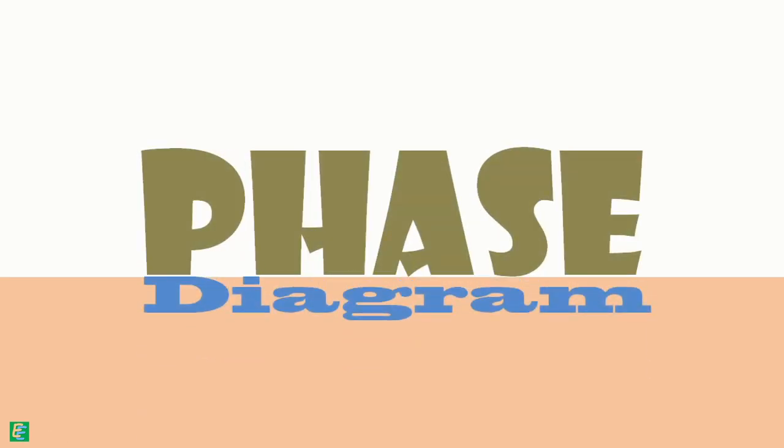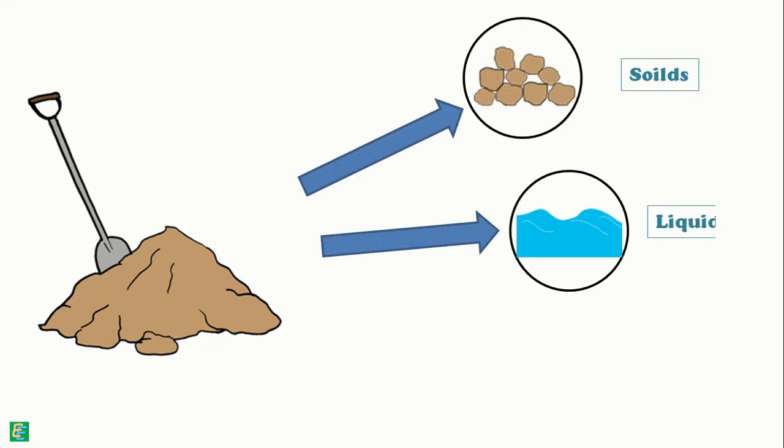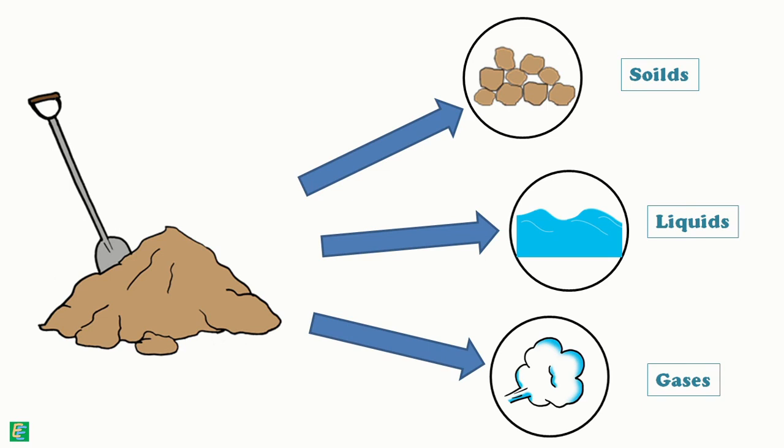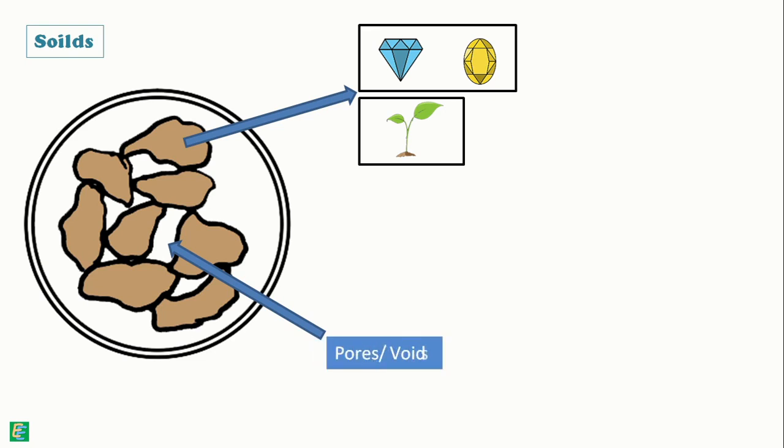A soil mass in general is composed of three kinds of matter: solids, liquid and gaseous. Solids can be mineral or organic matter or both. These solids can be of different sizes and shapes, and because of it they enclose empty spaces. These empty spaces are called pores or voids.